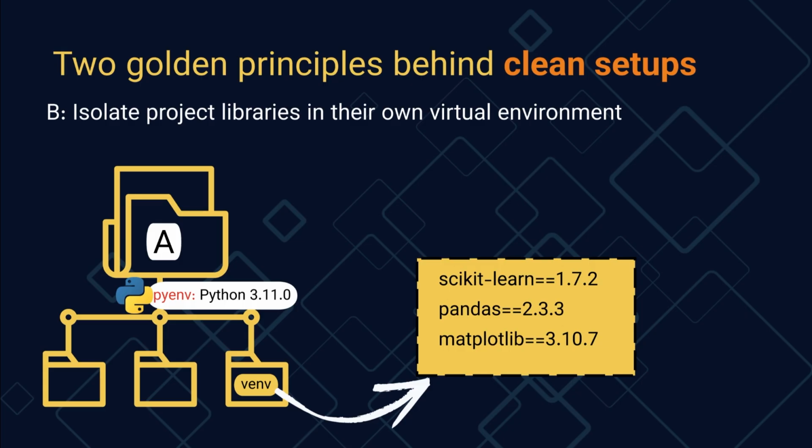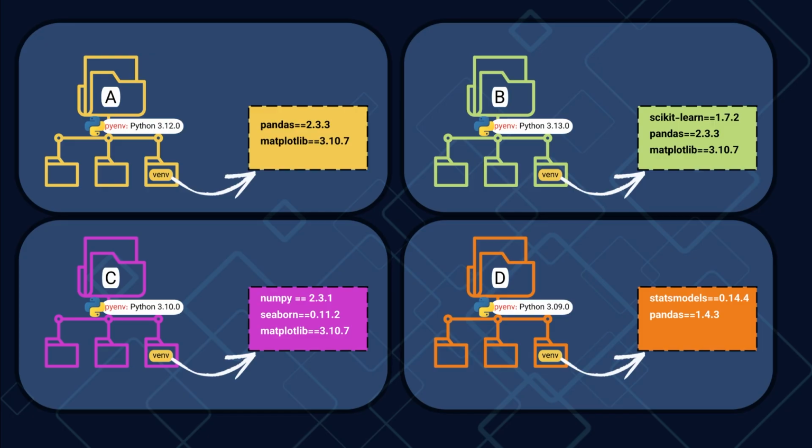The second golden principle is isolating your project inside a bubble. We call that bubble a virtual environment. Think of it as a safe place to go inside and do your work and then come out. Imagine you have four projects, A, B, C, and D. Each of those projects has its own Python: one is Python 3.12, the other 3.13, the other 3.10. Those projects have their own virtual environment, and inside those virtual environments they have their own Python libraries.